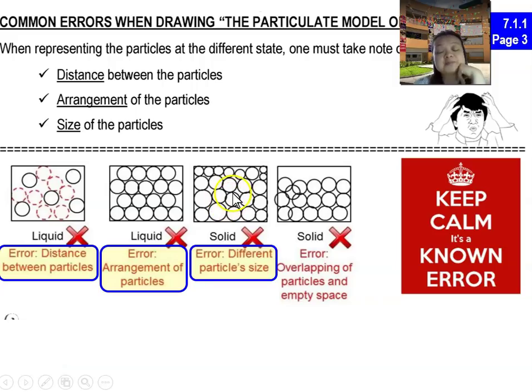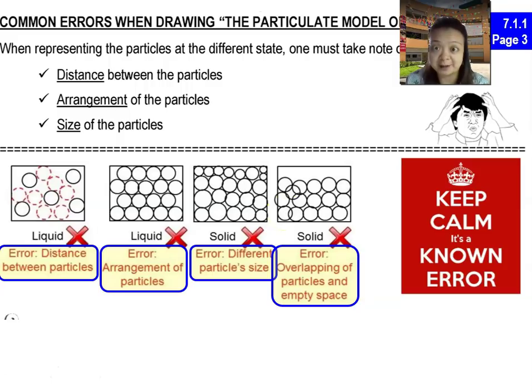The particles should be the same size if you're talking about the same solid, the same element. So if you're talking about iron, then all the particles should be the same size because you're only talking about iron. But if you're talking about iron mixed with copper and aluminum, then maybe you should use different circles since you have three different metals present. Next, over here, you will notice that the particles are overlapping with one another and they are also sticking out of the box. Now, this is a very untidy way of drawing, and if you do this during the exam, then you will be penalized. So please take note of that.